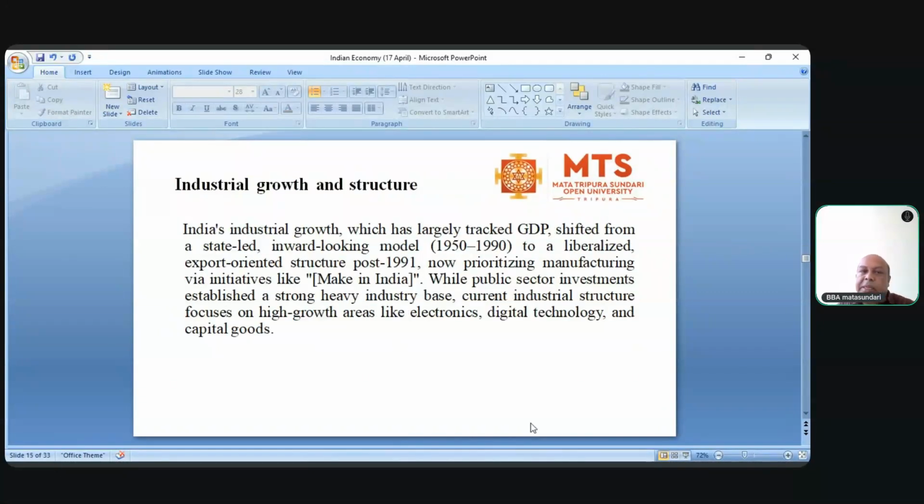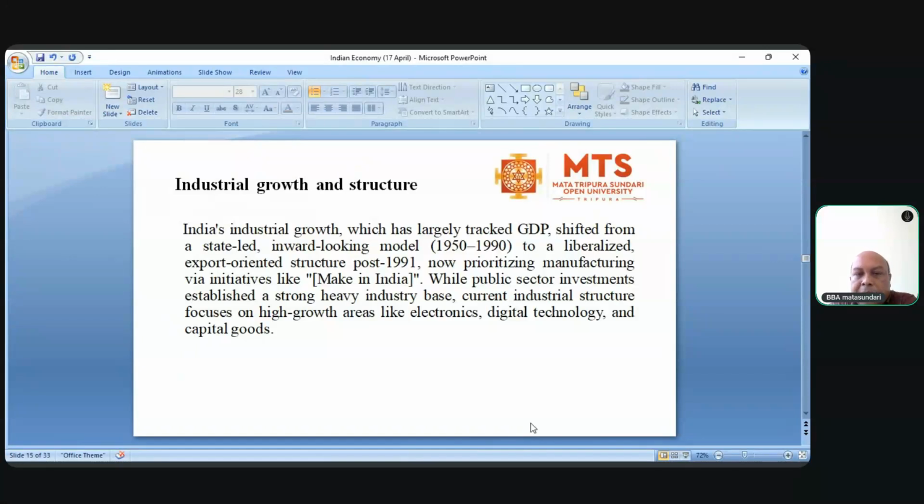Industrial growth and structure. In India, when I see the growth of the industrial sector, it is not the same throughout. After independence, the growth of the industrial sector was very low. And after independence, the Indian government introduced the Planning Commission in 1950. Thereafter, the Indian government and the Planning Commission introduced various schemes and policies for development of the industrial sector.